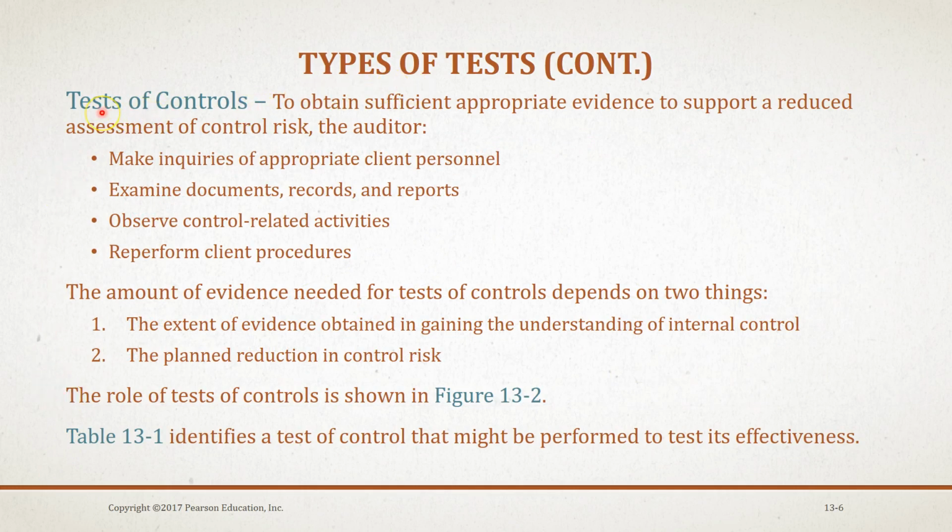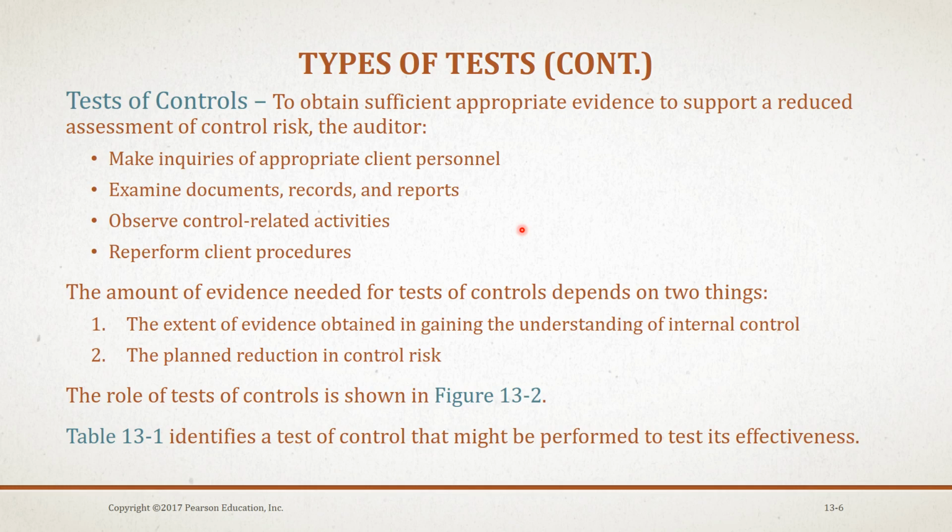So the first thing we will look at, the type of test, could be a test of controls, to obtain sufficient appropriate evidence to support a reduced assessment of control risk. So again, control risk is the possibility that the client's internal control will not detect a material misstatement.